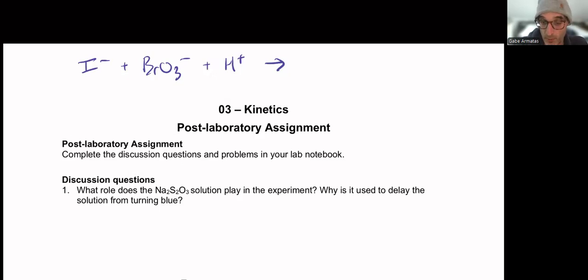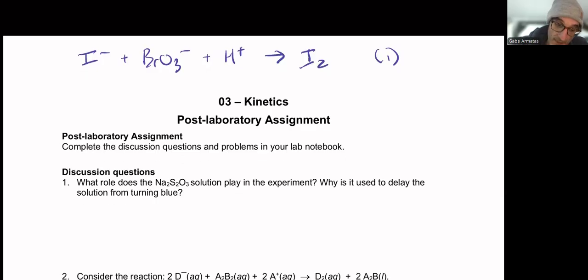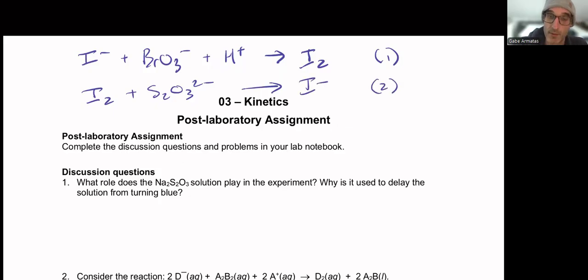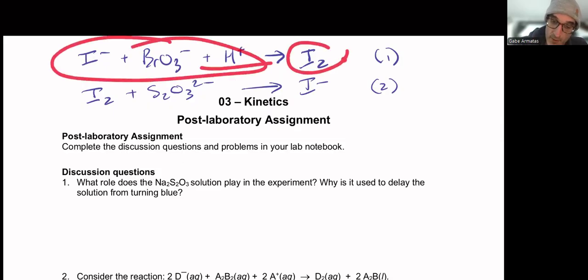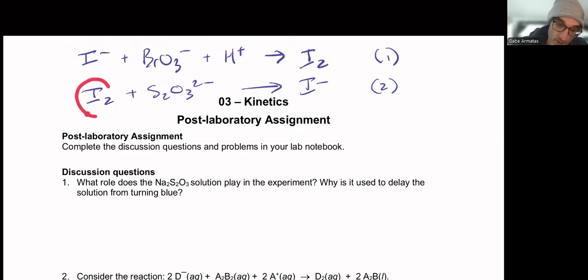But most importantly, what it produces is iodine. It's not balanced at all. You can look from your reaction. This is reaction one. It produces iodine. That iodine is then consumed by another present reaction. S2O3 takes any iodine that is created and forms I minus. That's the second reaction. So essentially, what happens is these three things react to give you I2. That I2 then reacts with the S2O3 to give you I minus.